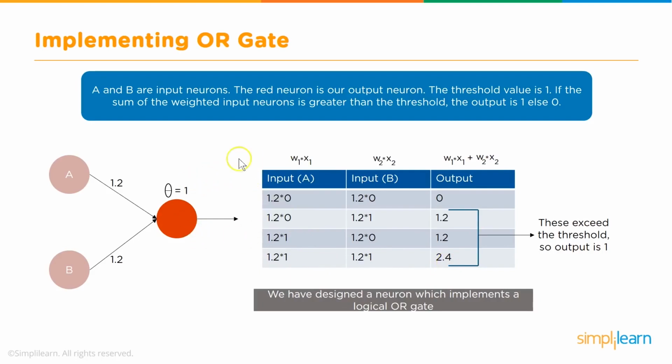So during the training process, these weights will keep changing, and at one point where W1 is equal to 1.2 and W2 is equal to 1.2, the system learns that it gives the correct output. So that is the implementation of an OR gate using a single neuron or a single layer perceptron.